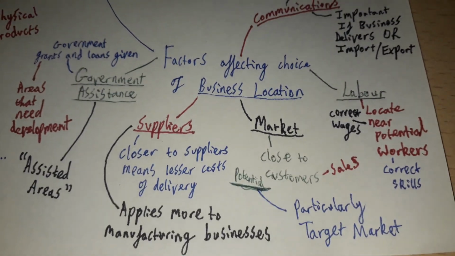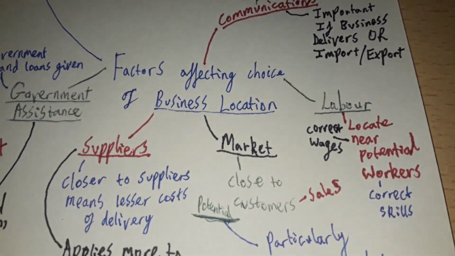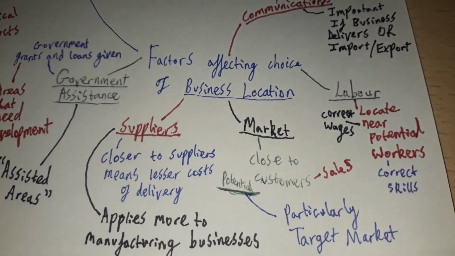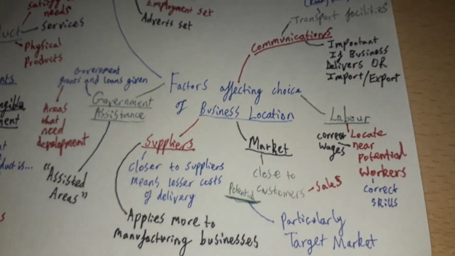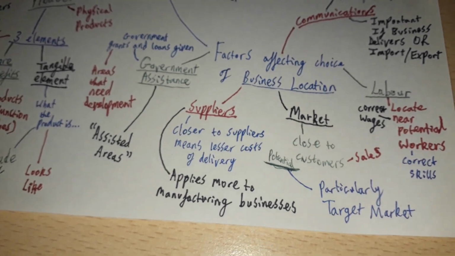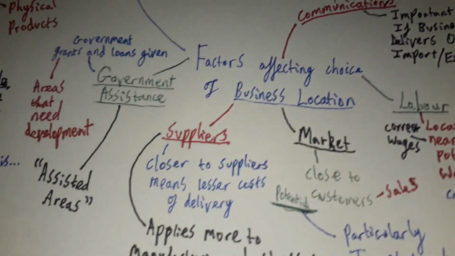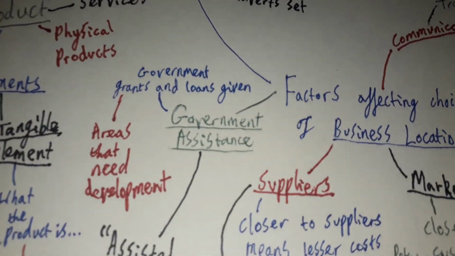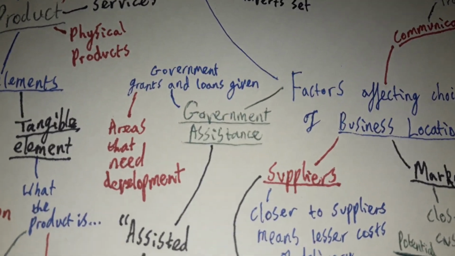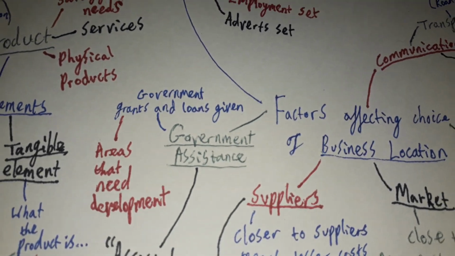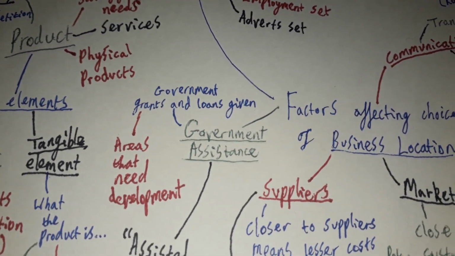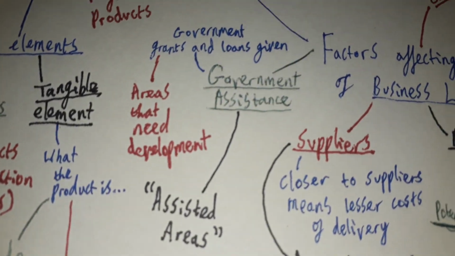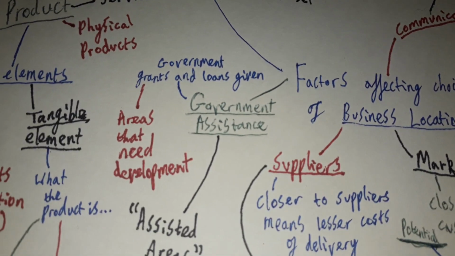Next, there's suppliers. And the closer you are to suppliers means there's less cost of delivery. This applies more to manufacturing businesses, as other businesses who just buy things and sell them don't really need to rely that much on suppliers. So next, there's government assistance. So sometimes government grants and loans are given if you say you'll build a business in a certain area, because there are areas that need development and places called assisted areas where they want to make more business because there isn't much business going on.